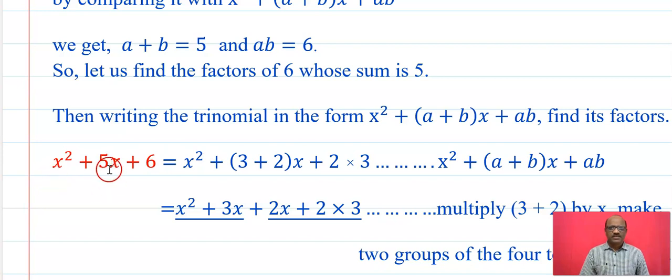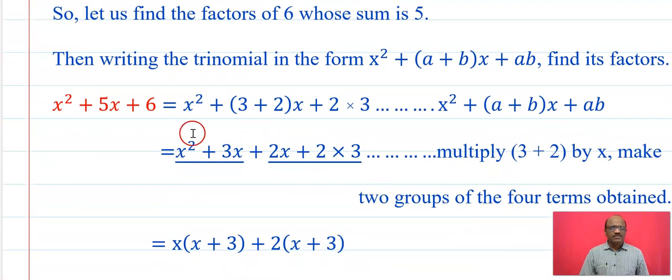That is x square plus 5x plus 6 equals x square plus. Now the two numbers are 3 plus 2, which is 5, and 3 into 2, which is 6. That is x square plus in bracket 3 plus 2 bracket completed into x plus 2 into 3, and it is written in this fashion. Therefore we can write this again as x into x, that is x square plus 3x, and 2x plus 2 into 3.